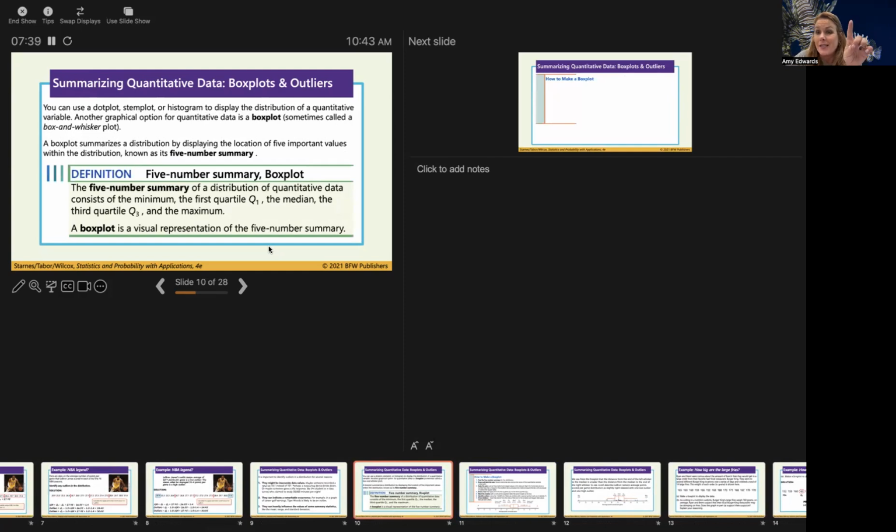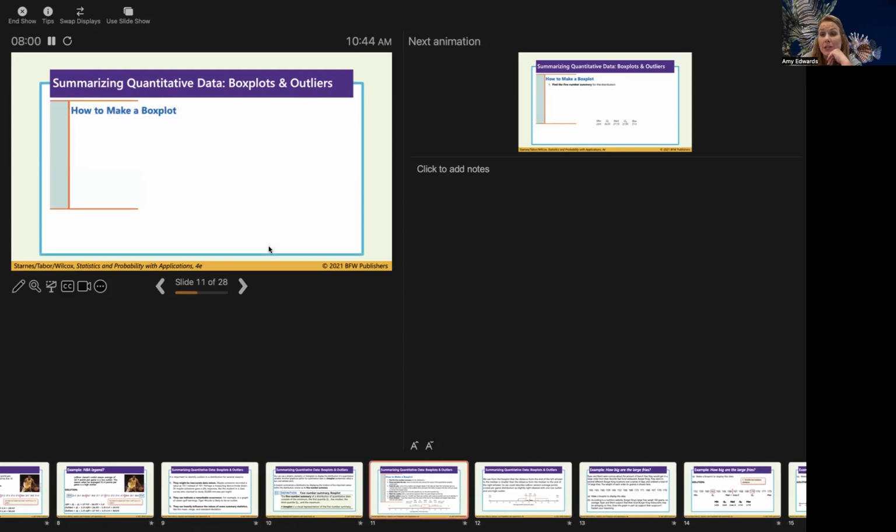First number is N, how many pieces of data you had. Second one's mean, standard deviation. Then comes your 5-number summary. The 5-number summary is minimum number, Q1, middle number, Q3, and maximum number. That's your 5-number summary, okay? And a box plot is a representation of that.